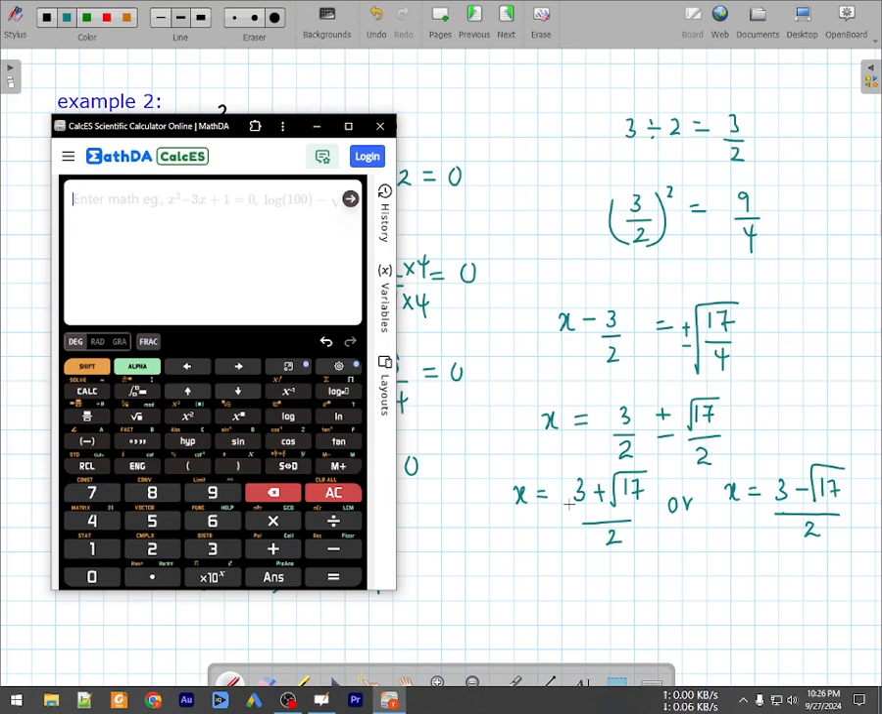You can put this into the calculator. So it is fraction format. Fraction, 3 plus root 17 over 2. That is 3.561. For 2 dp it is 3.56. After 6 it is 1, so you don't need to add 1 to 6. So the answer is 3.56.